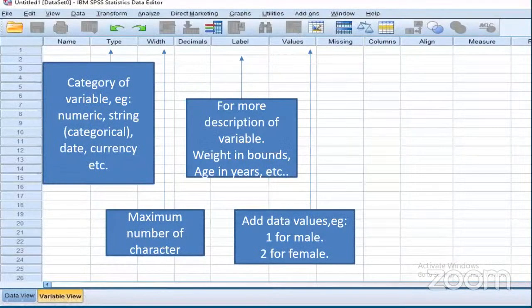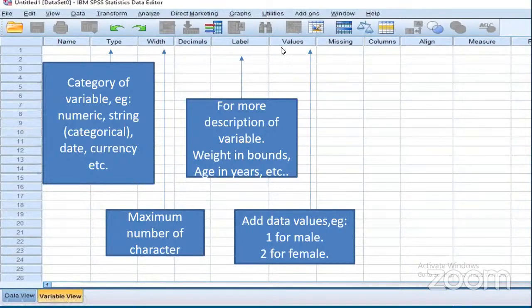This is the second property of the variable. There are other properties of variable like width, which you can adjust the maximum number of characters for each variable. In the label, we can add more description for the name of the variable. For example, if you put the name here, weight, in the label here, we can add more description of this variable. For example, you can put weight in pound, weight in kilogram, and like this. If we put here the name of variable is age, we can put here in label more description of age. For example, age in years.